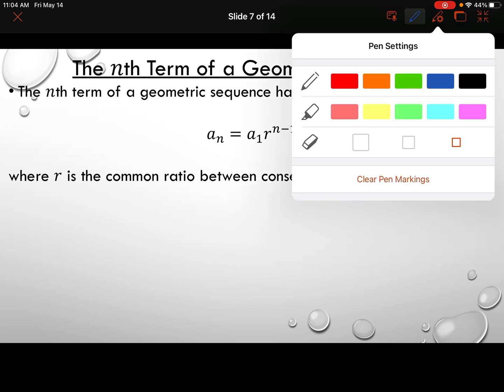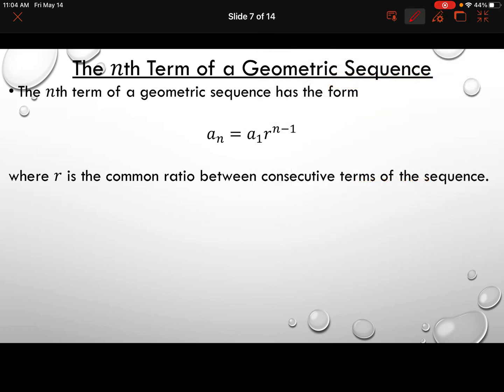Change this up here. There we go. Some corrections were needed.